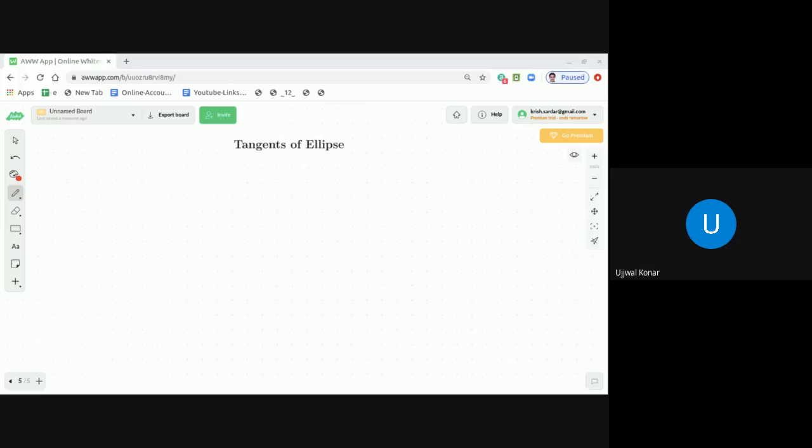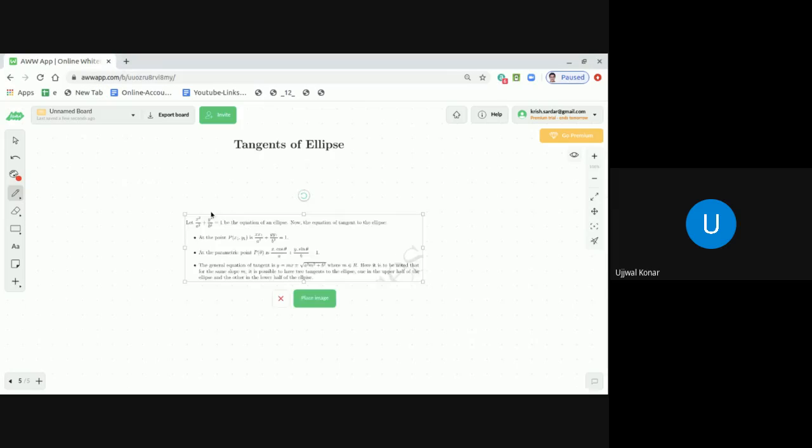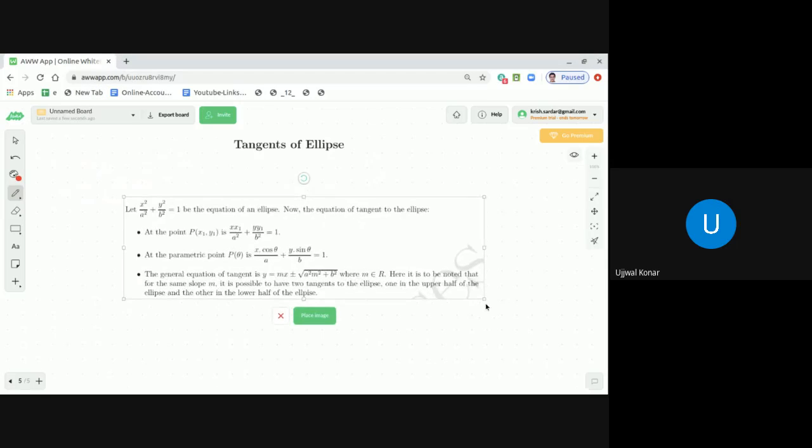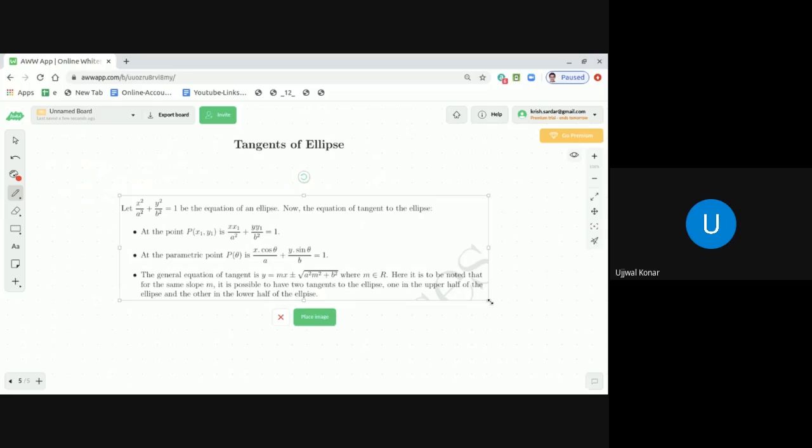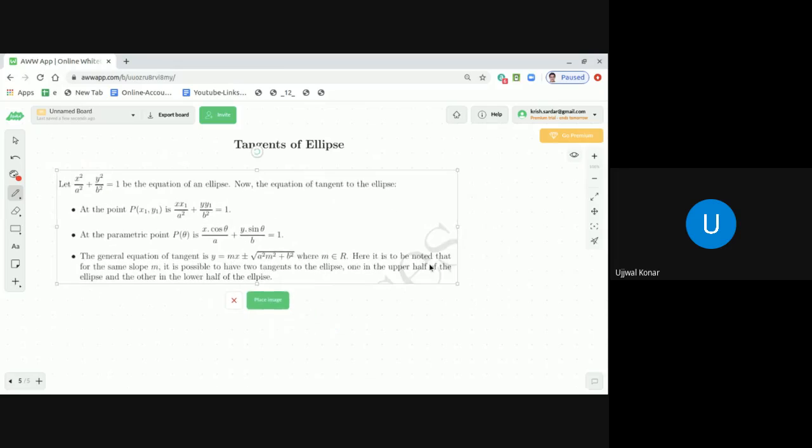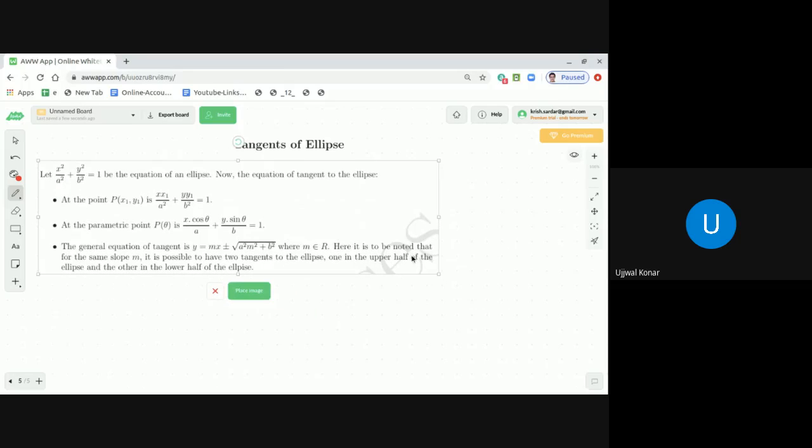Okay, and in all these cases, dear students, as you have observed, we are going to take the equation of an ellipse in the standard form, that is x square by a square plus y square by b square equal to 1. Now, let x square by a square plus y square by b square equal to 1 be the equation of an ellipse.